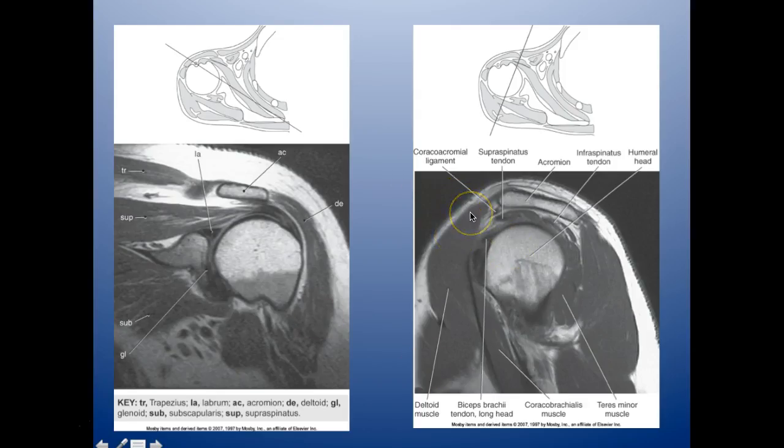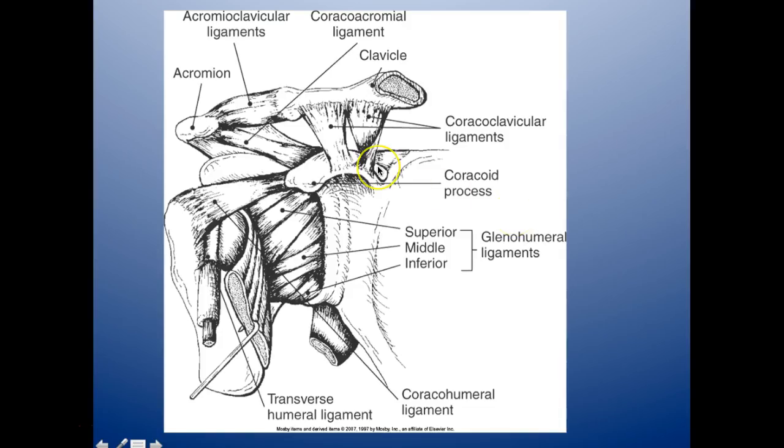So the acromial ligament, you can see it right there with your supraspinatus tendon. We've got your acromion, your infraspinatus tendon, humeral head with your teres minor, your coracobrachialis muscle, easy to say, and this is your biceps brachii long head, and then you have your deltoid here. This gives you an idea how it kind of fits together.